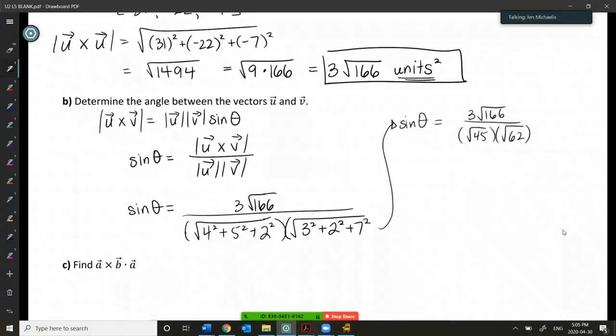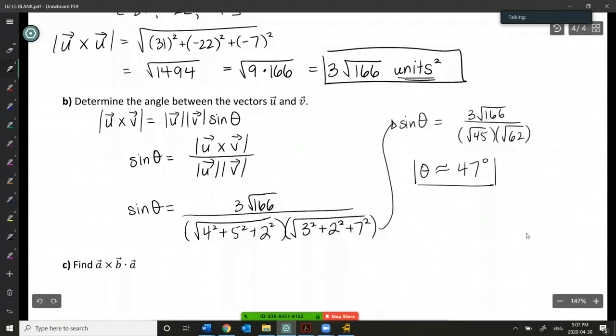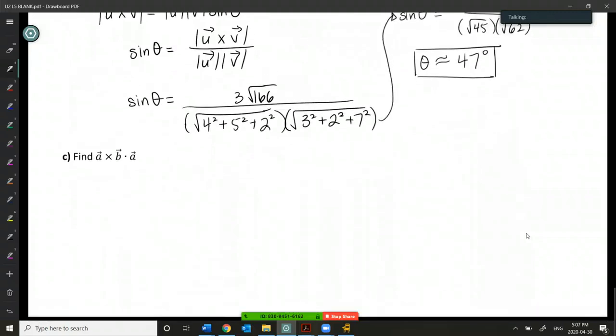So for the magnitude of u, you should get root 45, and the magnitude of v, you should get root 62. So in order to find theta, we're just going to take the sine inverse of that in our calculator, and let's say we'll round to 1 decimal place here. Should get about 47.0, so we're going to say approximately 47 degrees for the angle here. Okay, this is another way that we can find the angle between two vectors. We also talked about how we can use the dot product formula for this as well.